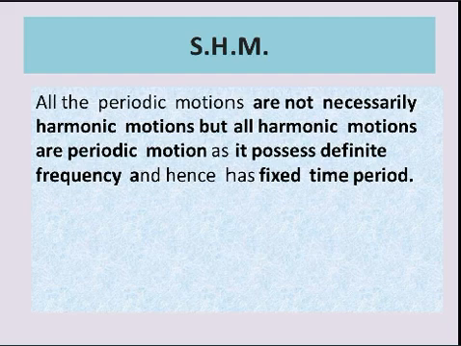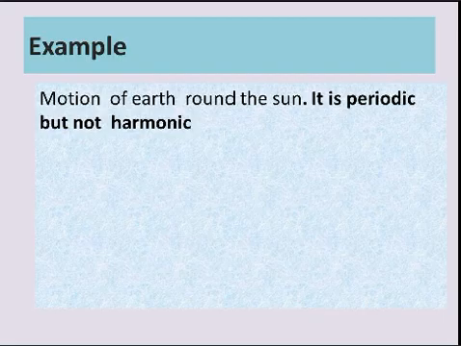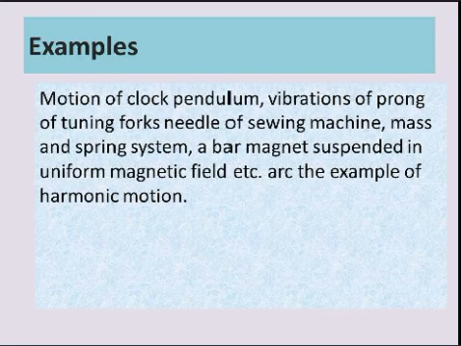So words which are appearing in bold are very important from fill in the blanks as well as from the true or false point of view. Now an example of periodic motion is the motion of earth around the sun. It is periodic but not harmonic. A few other examples are motion of a clock pendulum, vibration of a tuning fork, needles of a sewing machine, mass and spring system which you perform in your lab practicals, and a bar magnet suspended in a uniform magnetic field. These are examples of harmonic motion.